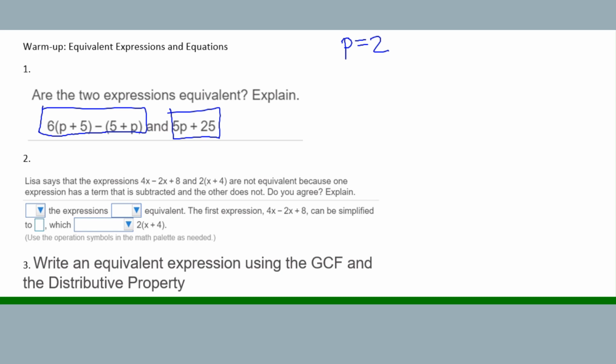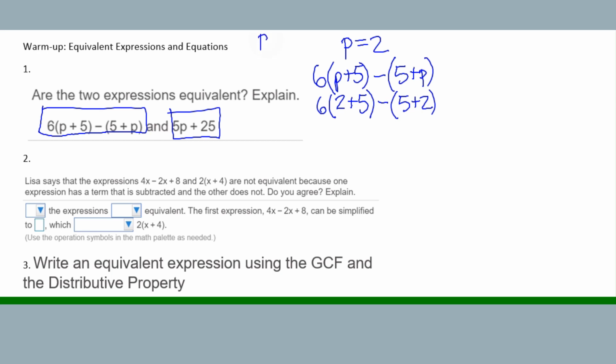So I'm going to write my first expression, 6 times the sum of p and 5 minus the sum of 5 and p. And then I'm going to substitute 2 in for p. So instead of writing 6 times the sum of p and 5, I'm going to write 6 times the sum of 2 and 5 minus, instead of the sum of 5 and p, the sum of 5 and 2. And then I'm going to evaluate using my order of operations. So parentheses first, then exponents, then multiplication and division from left to right, then addition and subtraction from left to right.